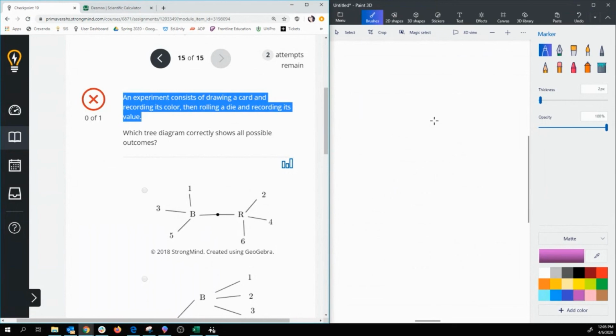It's not a correct tree diagram. The last one was picking a spade and adding even or odd. So the last one was picking spade and then rolling even or odd.